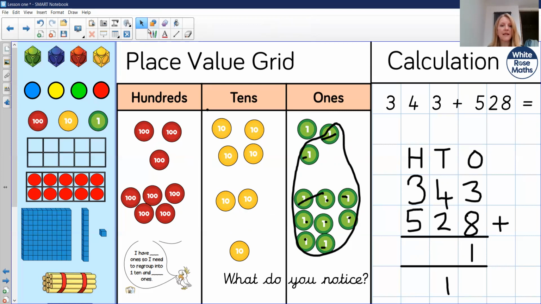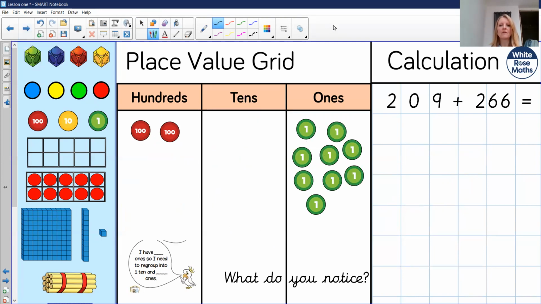After I've done that, then I can look at my tens column. 4 tens add 2 tens and the 1 regrouped ten. So that's 40, add 20, add 10, which is 7 tens or 70. And my hundreds, 300 add 500 is 800. The answer was 871. Well done if you got that.